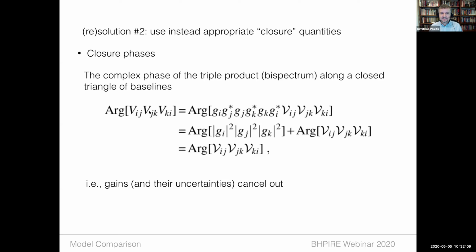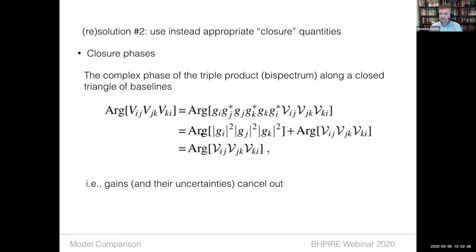So if I take three baselines that close, so ij, jk, and then circle back to ki, and take the complex argument of that triple product, you use the expression that I've given you before with the gains. Because every telescope appears in two baselines, you get both the gain and its complex conjugate. That product is just the magnitude of the gain squared. This is a real number. It has no complex phase.